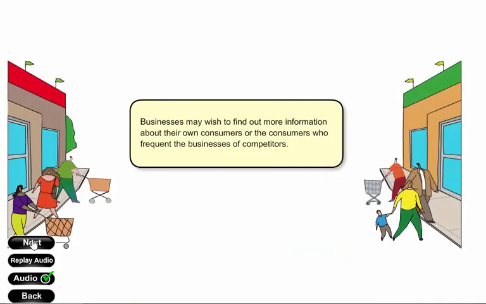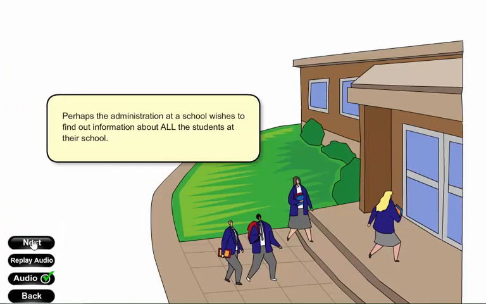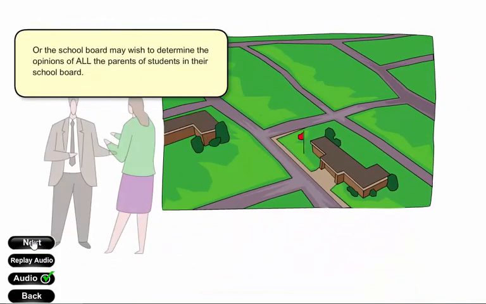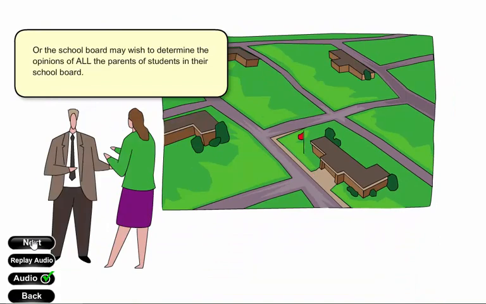Businesses may wish to find out more information about their own consumers or the consumers who frequent the businesses of competitors. Perhaps the administration at a school wishes to find out information about all the students at their school. Or the school board may wish to determine the opinions of all the parents of students in their school board.